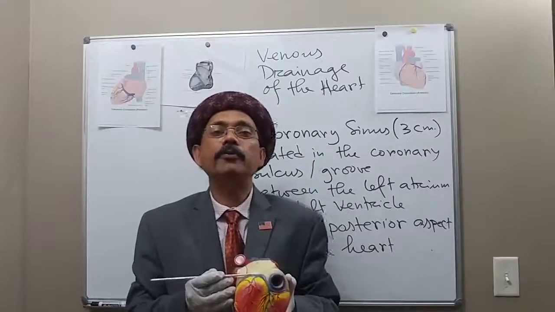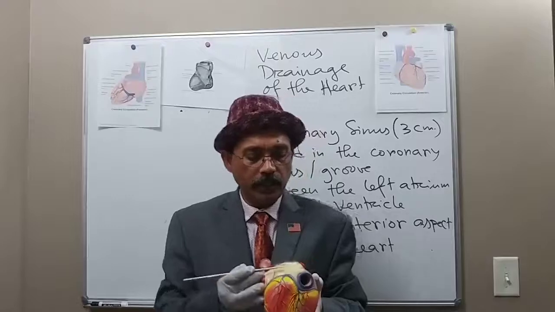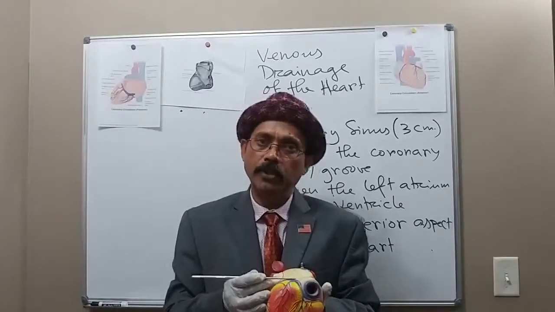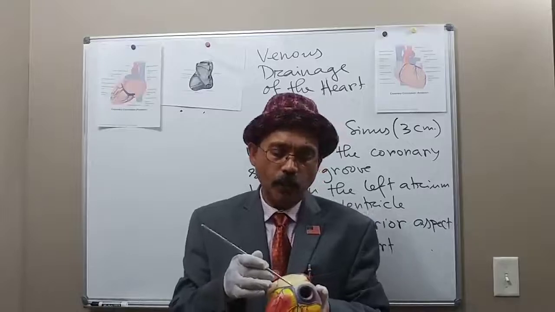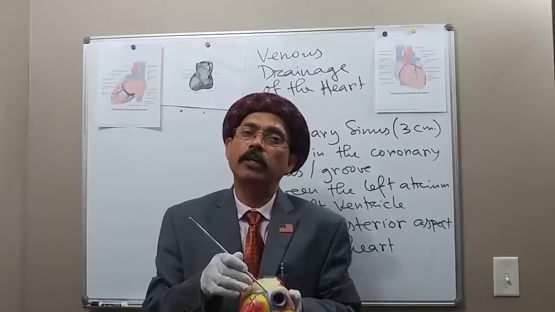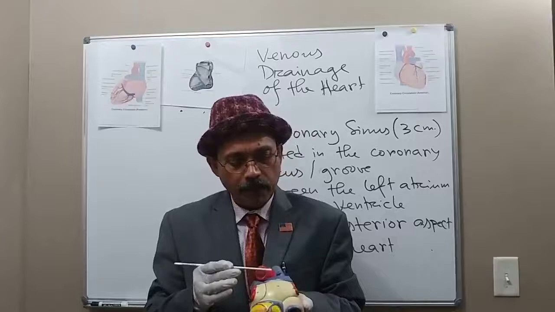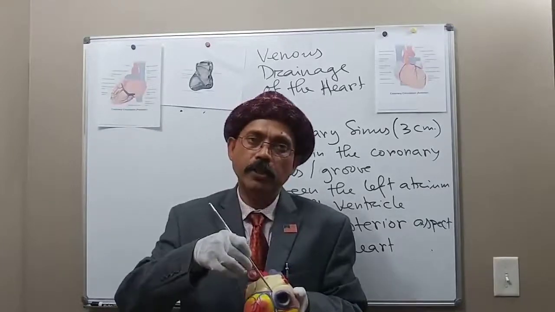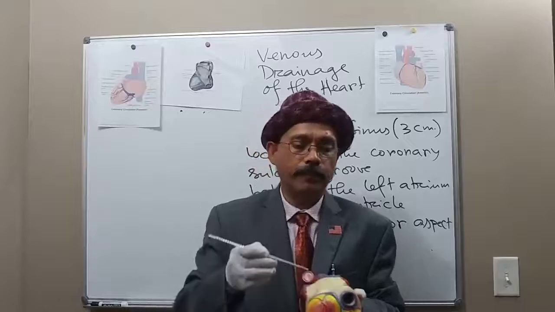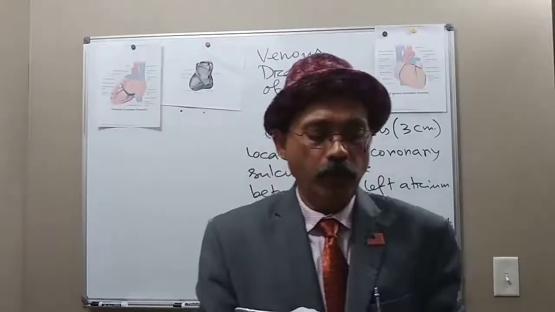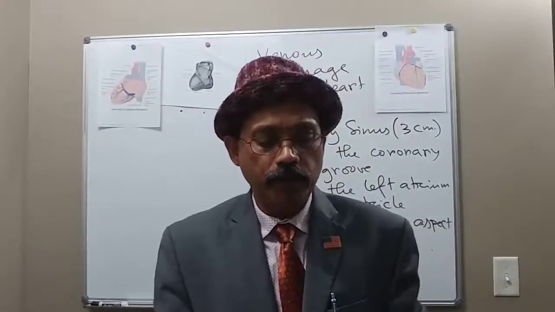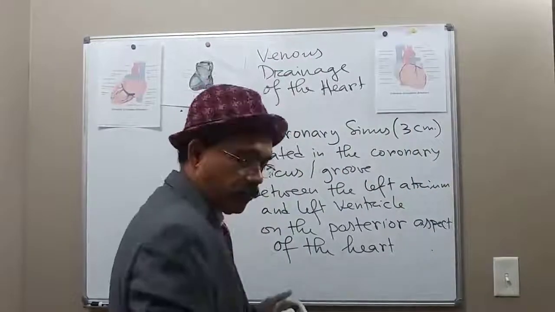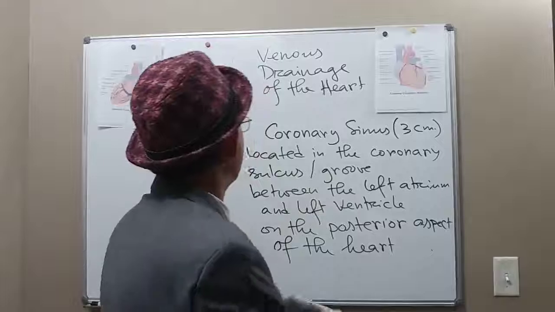So what are the tributaries of the coronary sinus? Before going there, we have to know that this is around 3 centimeter in length. It opens into the right atrium, located between the left atrium and left ventricle, but it opens into the right atrium. Okay, so we'll go through the tributaries of the coronary sinus.